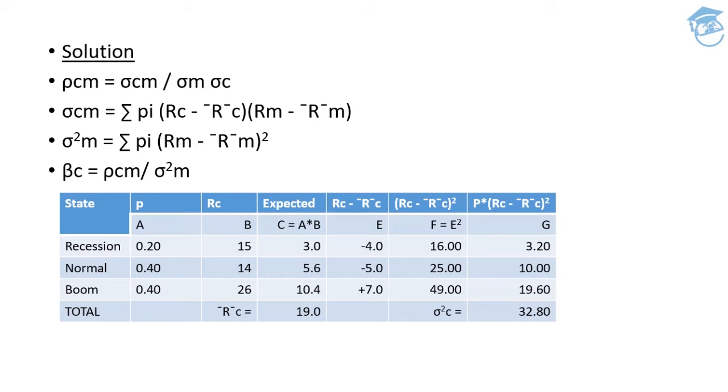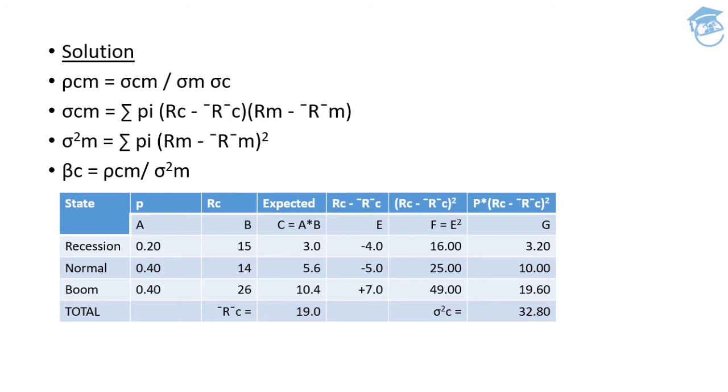Next comes your variance part, market variance, which I'll talk about. It's simple again: sigma probability, which is PI, multiply it with RM, that is your market return in different scenarios, deduct your average market return in overall totality to the power of 2, and you'll get your market variance. And finally is beta. Beta of security C comes out to be very simple. You just need to divide your covariance with your market variance. That's all that needs to be done.